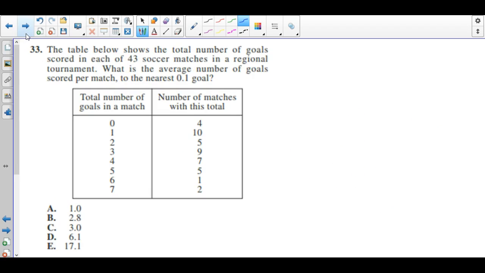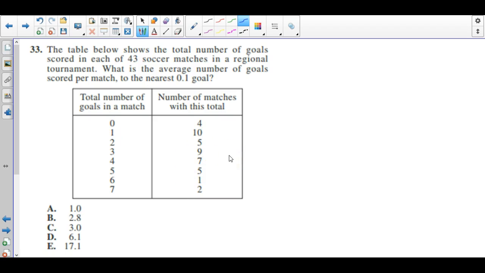The next one, so the number of goals over 43 soccer matches is shown. So here's my number of goals, and here's the number of matches with that. So there were 4 matches where no goals were scored. There were 10 matches where there was 1 goal scored, and so on.